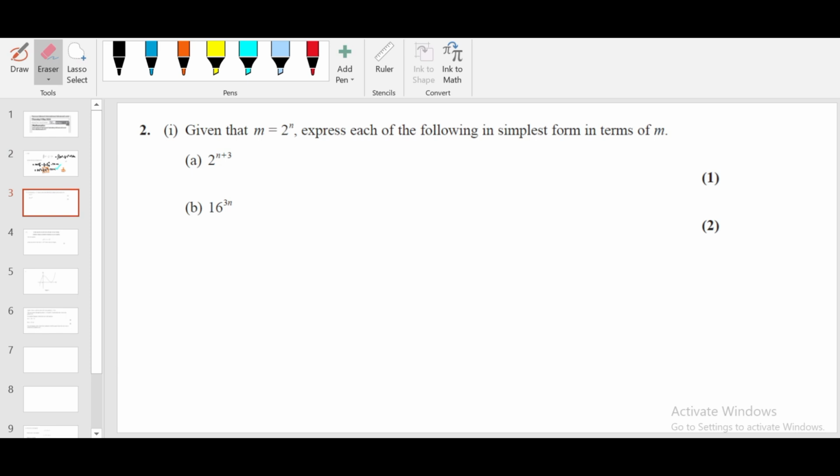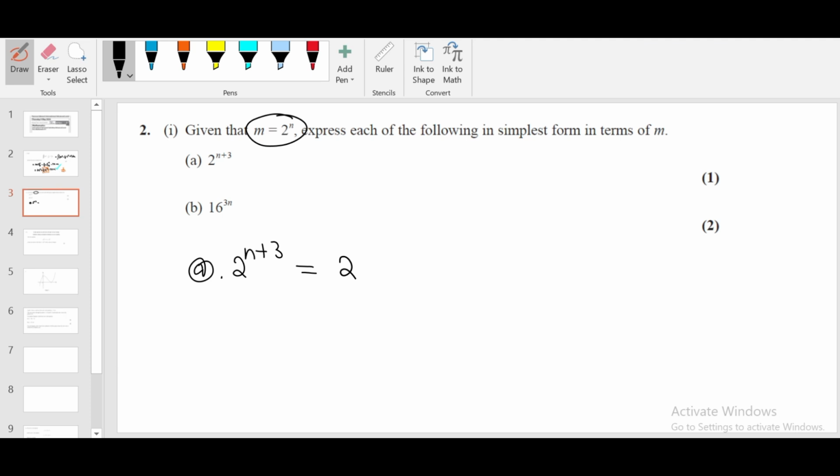Question number 2. Given that m is equal to 2^n, express each of the following in terms of m. You have a, 2^(n+3). Apply laws of indices and split it. You can write it as 2^n times 2^3. Replace 2^n by m, and the value of 2^3 is 8. So we'll get 8m.